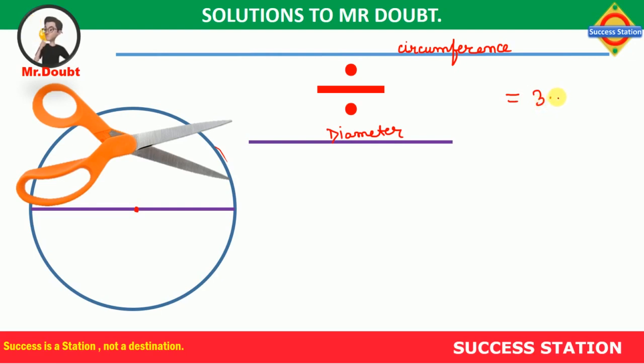3 point something. I'm not saying you'll get 3.142856789. That depends on the accuracy. Some might get 3.25, some might get 3.4, anything. That depends upon the accuracy. But one thing is for sure, if you've drawn the circle accurately, you'll get something in 3. Exact 3.14 you won't get, but something in the ratio 3 you will get. And whichever radius you take, the same ratio will come, 3 point something will come.